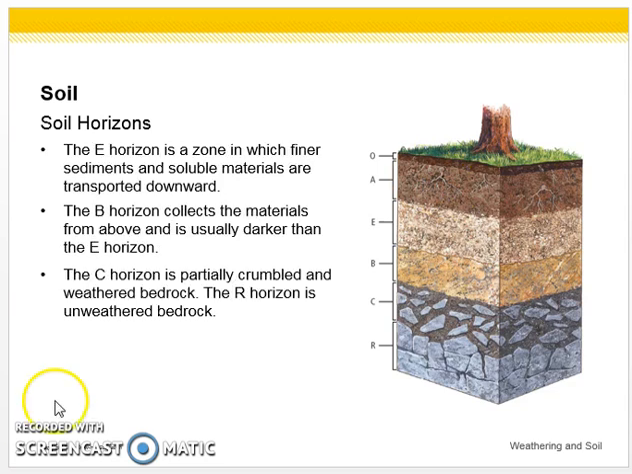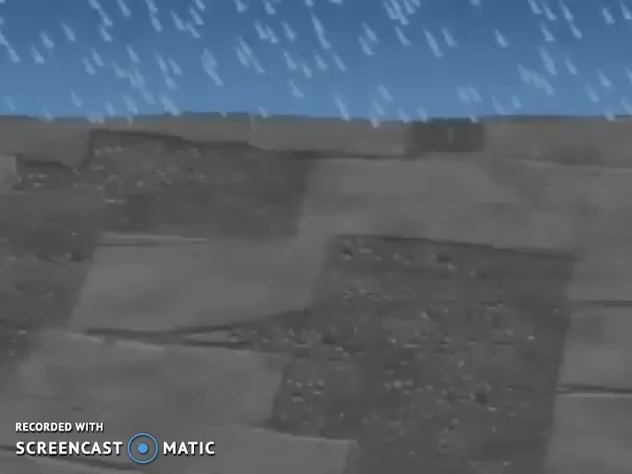The E horizon, located here, is where finer sediments and soluble materials are transported down. The B horizon collects the materials from above and is usually darker than E. The C horizon is partially crumbled, weathered bedrock, and of course R is the unweathered bedrock.